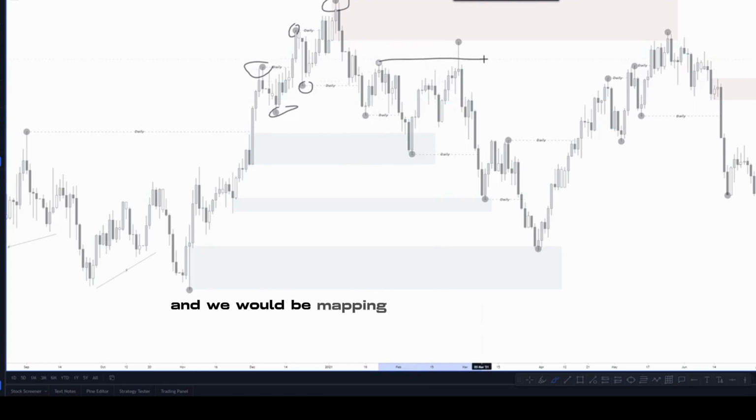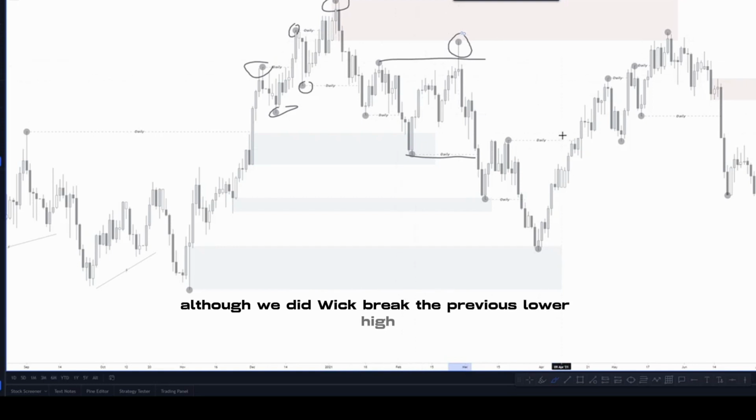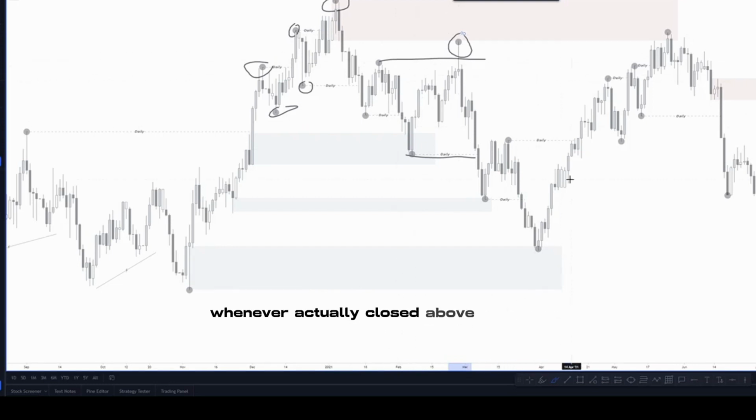And we would be mapping out our range just like this. And what we can see is, although we did wick break the previous lower high, we never actually closed above the high. So for this example, and for how I map out market structure, which we will talk about in a future video, I would consider this still part of the overall downtrend, especially because what happens next, we see a large move to the downside that breaks structure, creating another lower low.